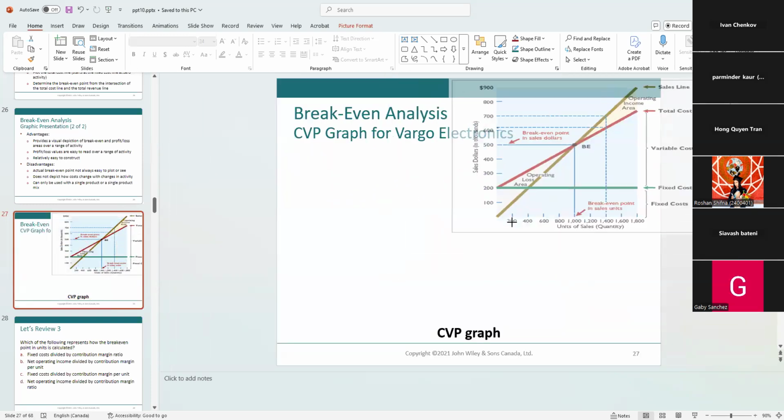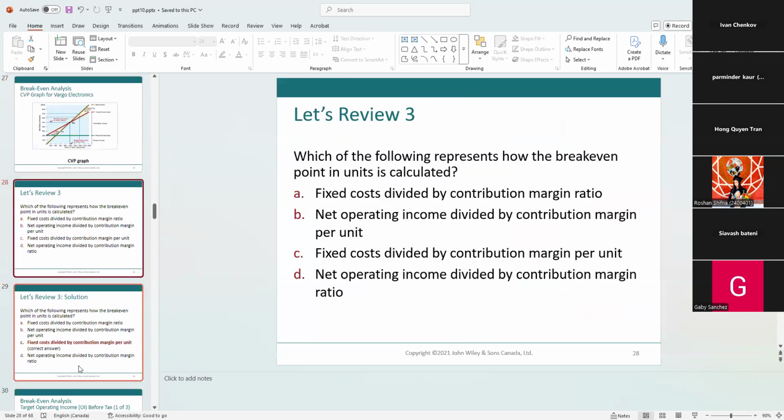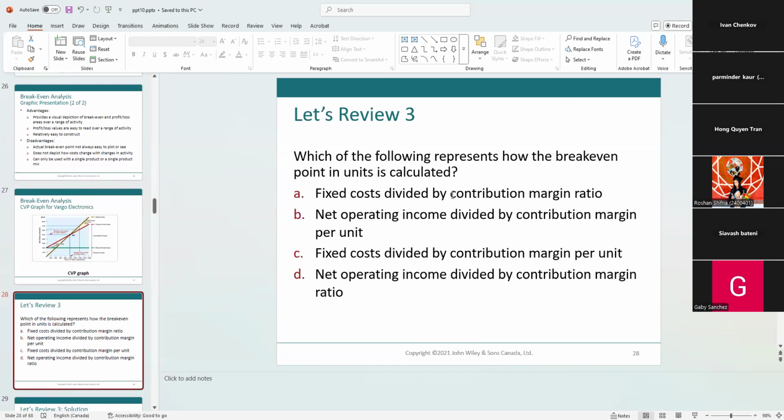So let's bring this graph back the way it was and leave it for later. And let's move to the next question. Which of the following represents how the break-even point is calculated?